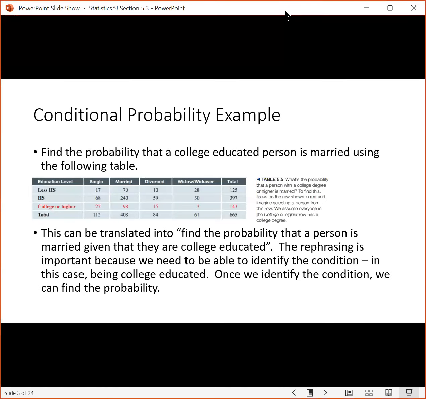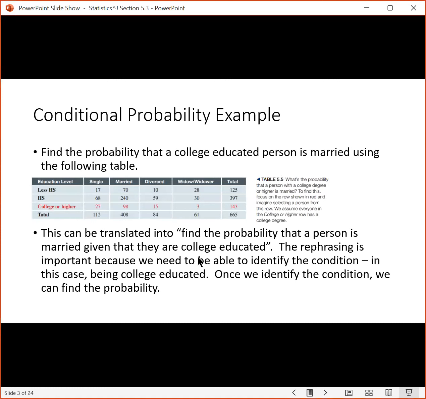Let's look at an example to try and illustrate this. Find the probability that a college-educated person is married using the following table. This can be translated into: find the probability that a person is married given that they are college-educated. Sometimes you see the different phrasing here. If you do see this initial phrasing, find the probability that a blank is blank, then the first thing is the condition. So you're being told that a person is college educated and you're being asked to determine, are they married?